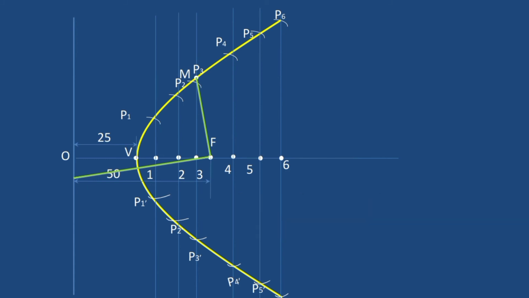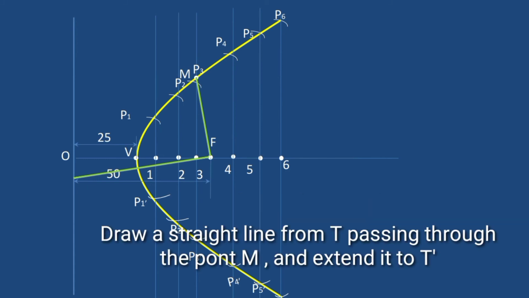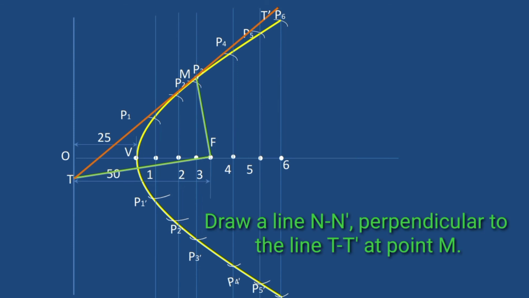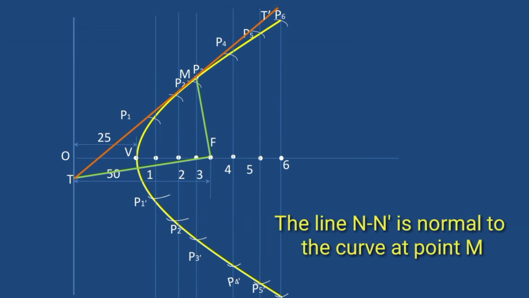Draw a line passing through T and M and extend it to T dash. T and T dash is known as the tangent to the curve. Now at point M, draw a line perpendicular to the line T T dash; that is N N dash. N N dash is the normal.